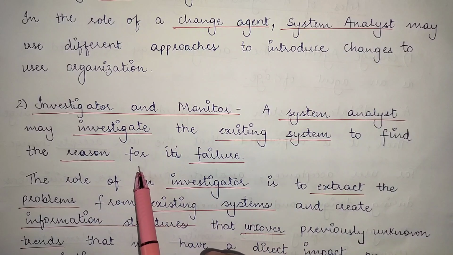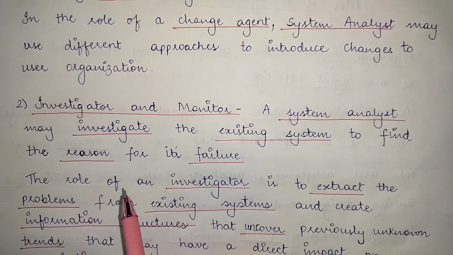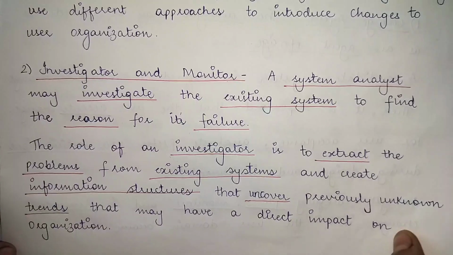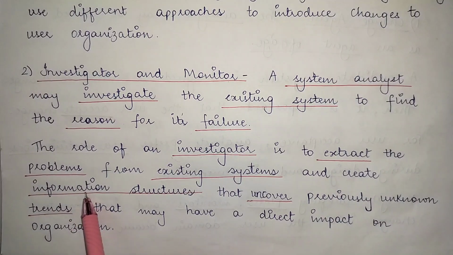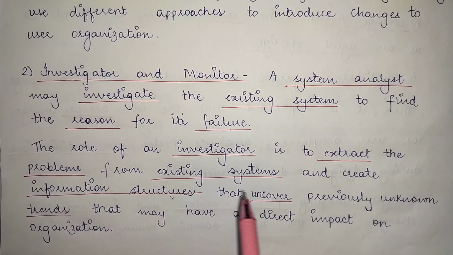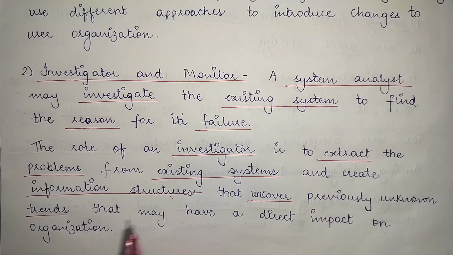While finding out the reason for the failure, what does the system analyst extract? He extracts the problems from the existing system, that is, what problems the existing system is facing due to which it failed. And then on the basis of this, the system analyst creates information structures that uncover previously unknown trends that may have a direct impact on the organization.